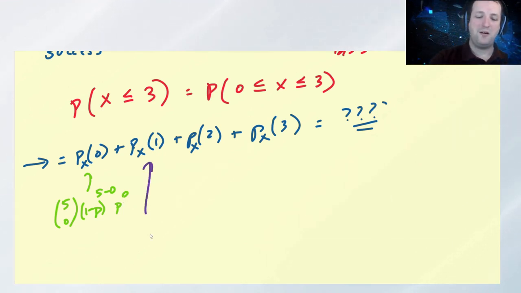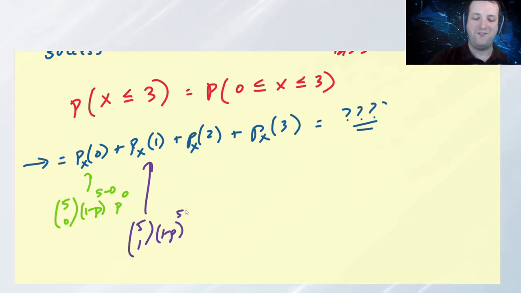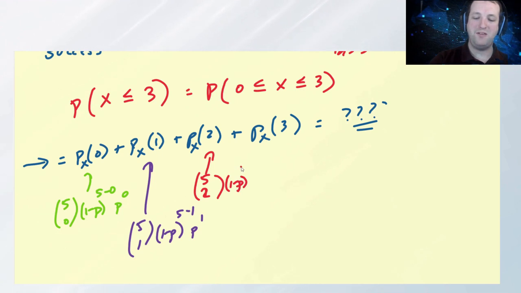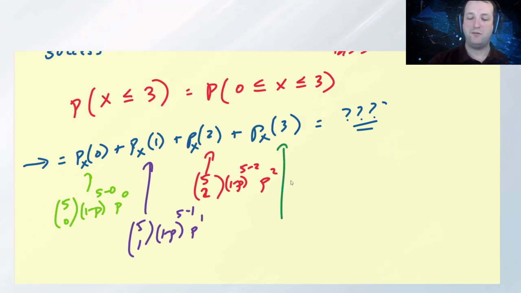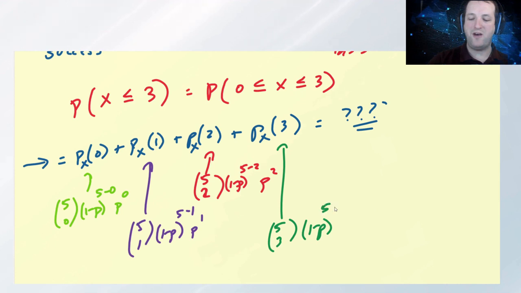So for this next term, this is going to be 5 choose 1 times 1 minus p to the 5 minus 1 times p to the power of 1. This is going to be equal to 5 choose 2, 1 minus p to the 5 minus 2 times p to the power of 2. So 3 failures, 2 successes. And lastly, P(X=3) is going to be calculated via 5 choose 3, 1 minus p to the 5 minus 3 times p to the power of 3.